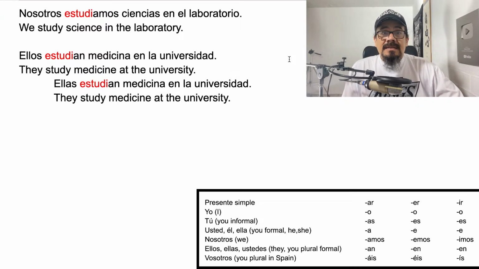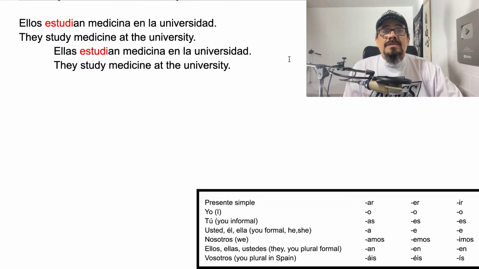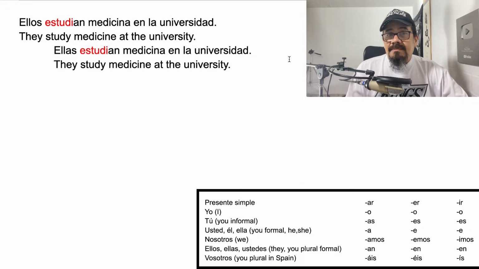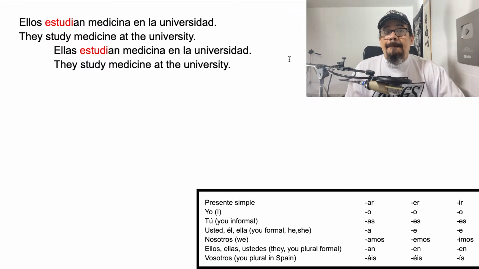Nosotros estudiamos ciencias en el laboratorio. We study science in the laboratory. Ellos estudian medicina en la universidad. They study medicine at the university. Male. Ellas estudian medicina en la universidad. They study medicine at the university.